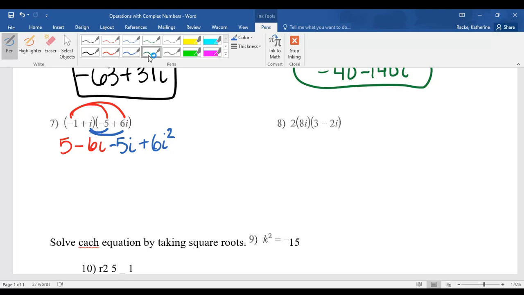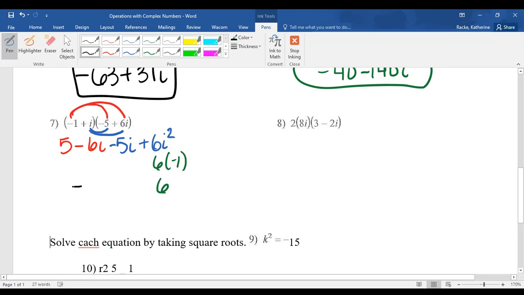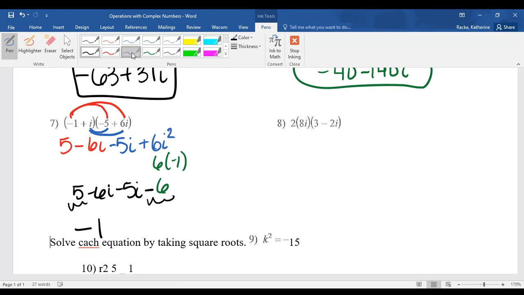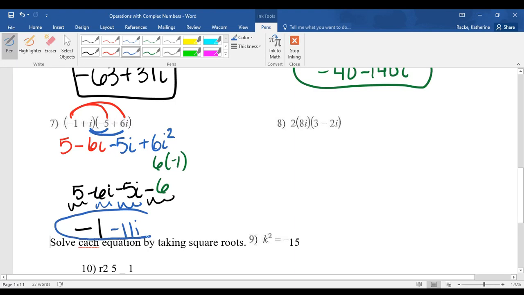Remember, change our i squared to that -1 right away. 6 times -1 just gives me -6. We'll carry everything else down: 5 minus 6i minus 5i minus 6. Combining like terms, 5 and -6 give me -1. And then -6i and -5i give me -11i, our final answer there.